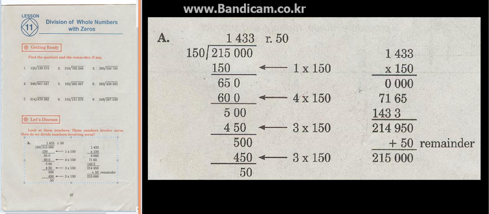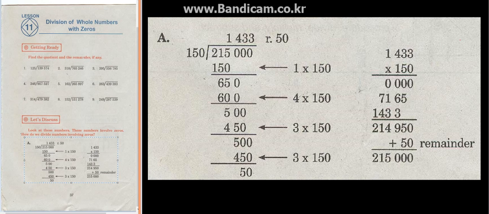Look at these numbers. These numbers involve zeros. How do we divide numbers involving zeros? Actually, the answer is simple. We look at them as a whole. It is obvious. Dividing numbers that include zeros is just the same as if there were no zeros.